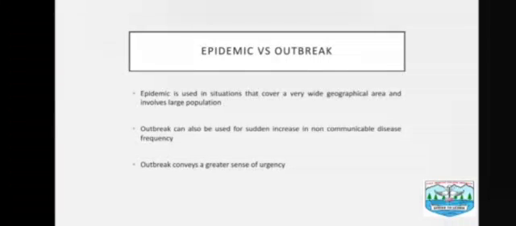Now, an epidemic versus an outbreak. The term epidemic is used in situations that cover a very wide geographical area which involves a large population. Similarly, outbreak can also be used for a sudden increase in non-communicable disease frequency. The term outbreak conveys a greater sense of urgency.